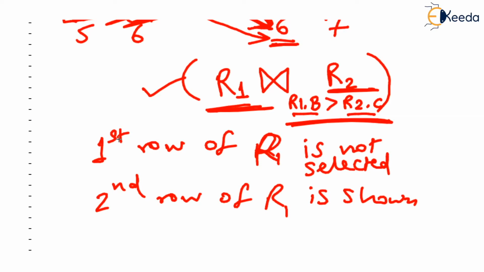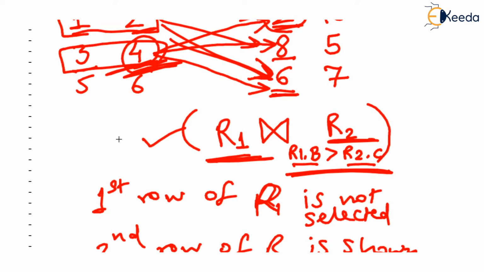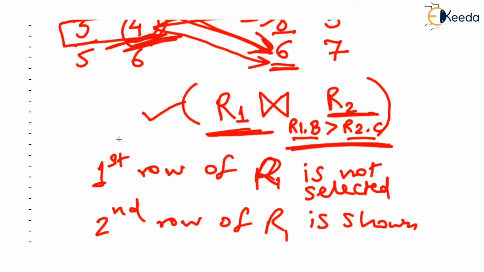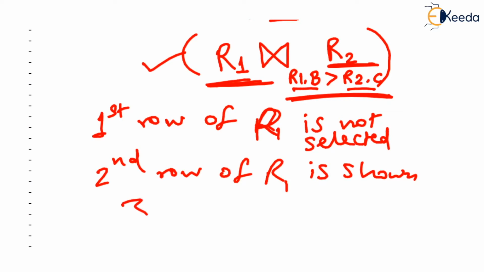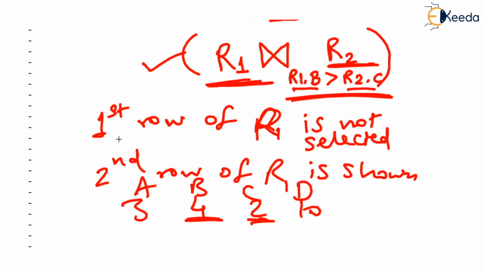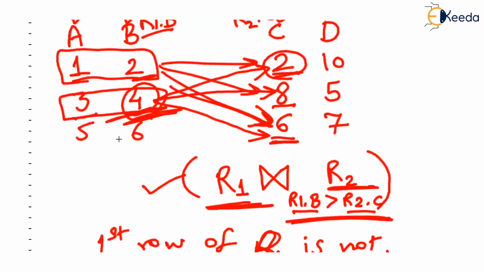And what is that result? Let me check. The result is 3, 4, 2, 10 under A, B, C, D, because B is greater than C here. Okay, let's find out the last one.